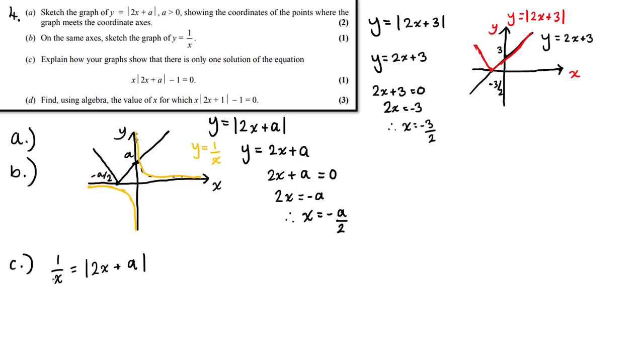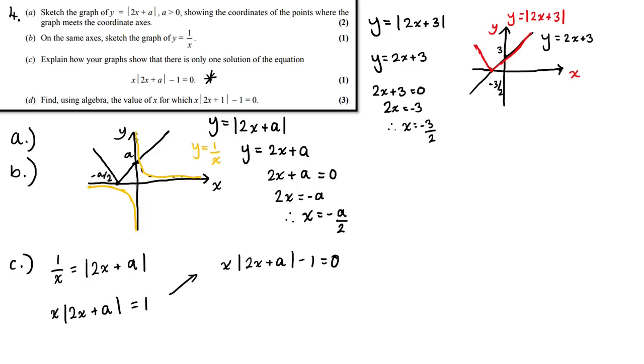Okay, so if we times through by x here, what I get then is x times the modulus of 2x plus a is equal to 1. I've just times through by x, and therefore if we subtract 1 off both sides, what I get is the exact same as what they've got here. So that gives me x times the modulus of 2x plus a minus 1 is equal to 0.